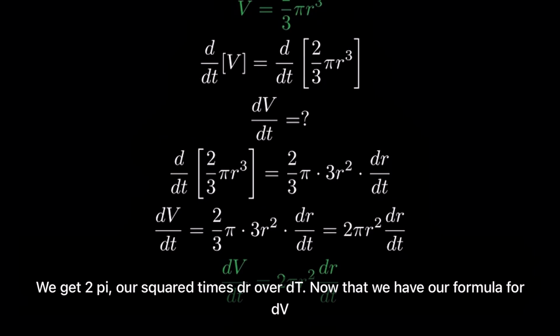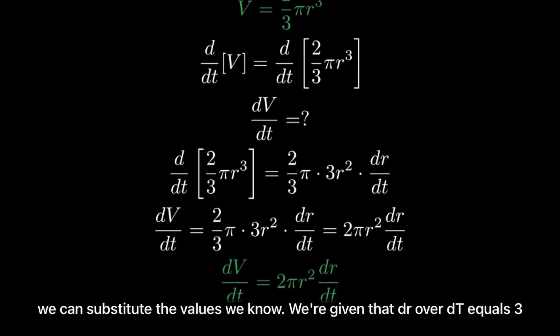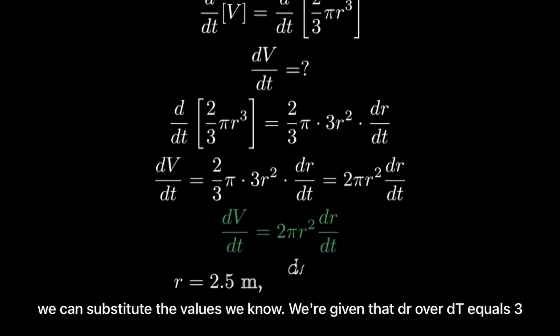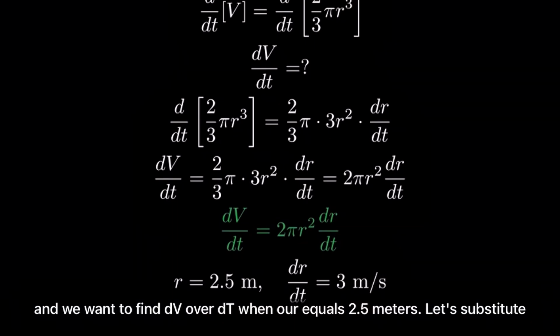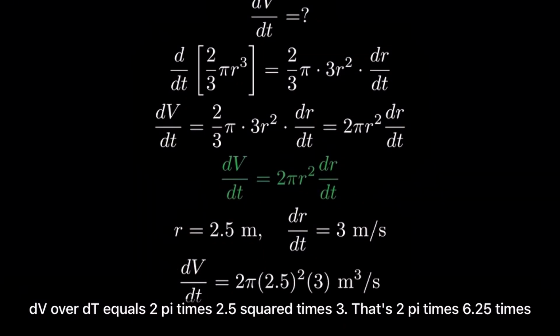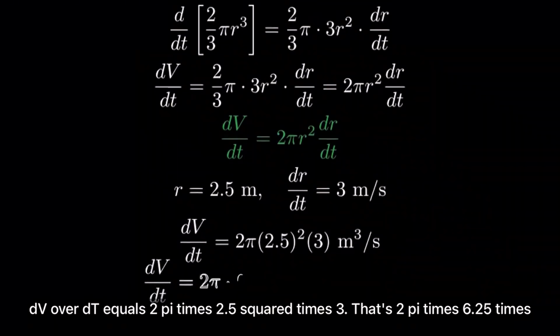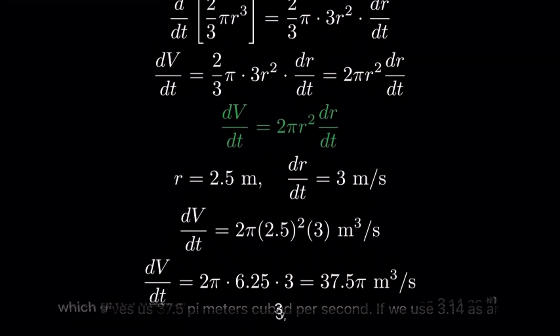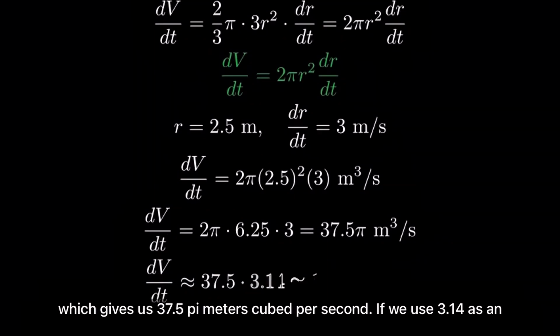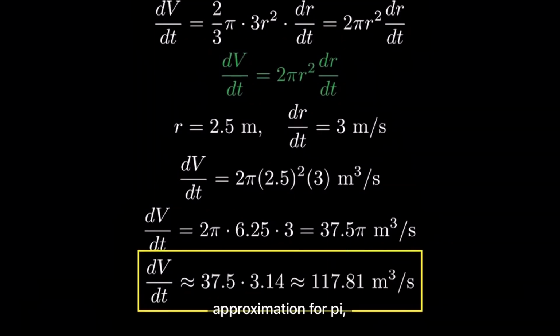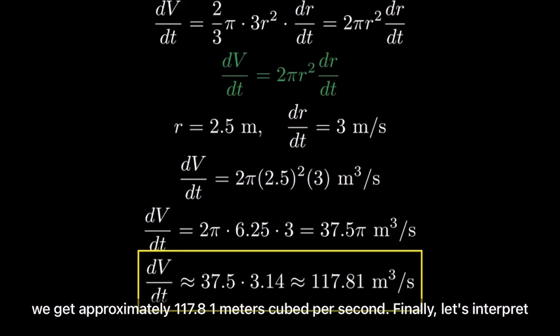Now that we have our formula for dV/dt, we can substitute the values we know. We're given that dr/dt equals 3 meters per second, and we want to find dV/dt when r equals 2.5 meters. Let's substitute these values. dV/dt equals 2 pi times 2.5 squared times 3. That's 2 pi times 6.25 times 3, which gives us 37.5 pi cubic meters per second. If we use 3.14 as an approximation for pi, we get approximately 117.81 cubic meters per second.